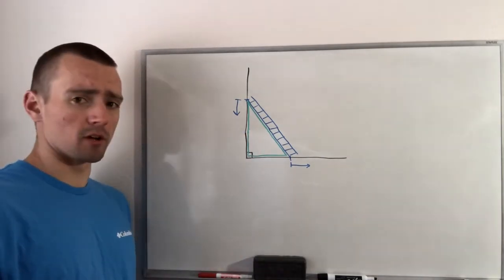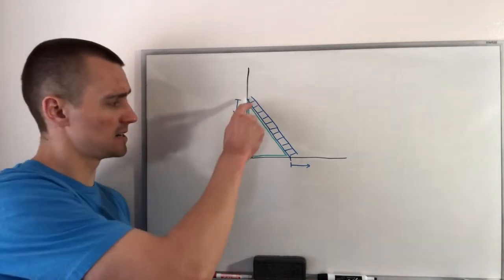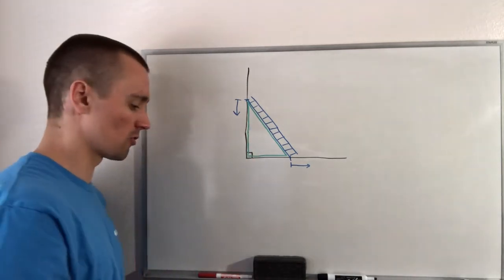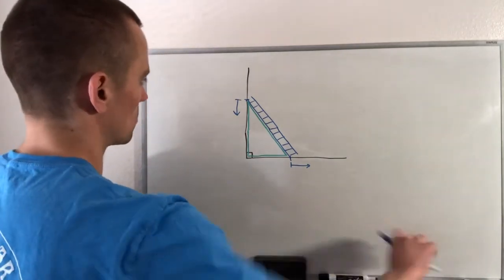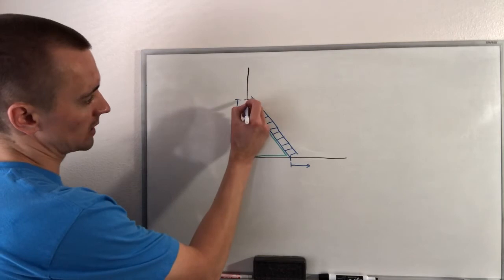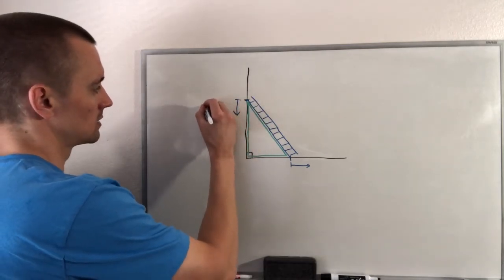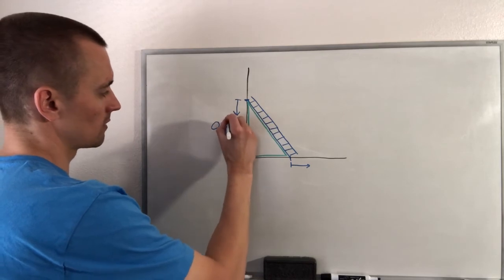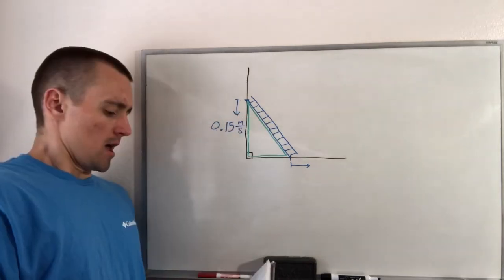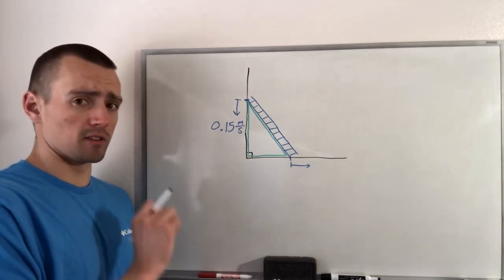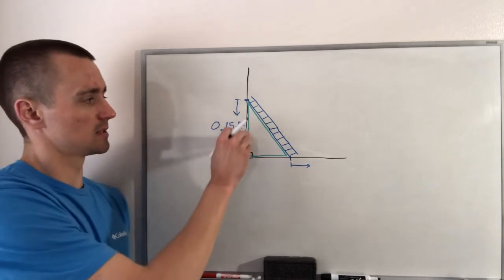So then let's think about the other pieces of information that we're given. We know that the ladder is sliding down the wall at a rate of 0.15 meters per second. So what that tells us is this point here is moving down at a rate of 0.15 meters per second.